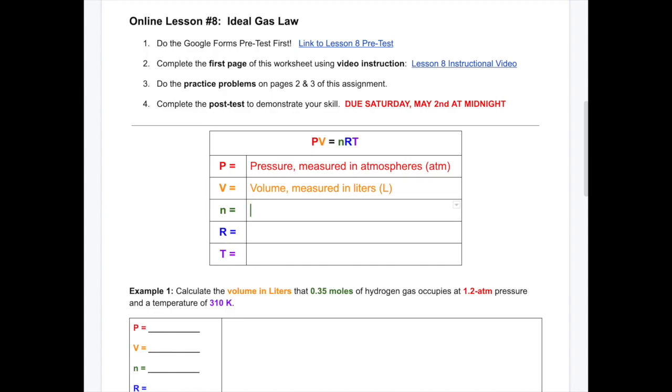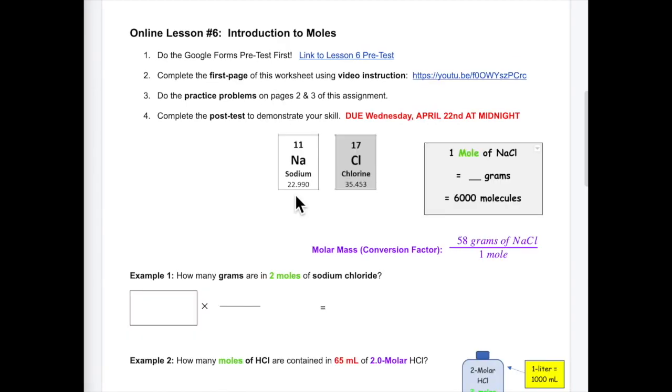The next variable, N, is the number of molecules in the problem. This number is measured in moles. So this actually brings back a concept that we looked at in lesson number 6. In lesson number 6, we learned that 1 mole is equal to the weight of that element or compound on the periodic table. In the case of sodium, 1 mole of sodium is equal to 23 grams. 1 mole of chlorine is equal to 35 grams. And 1 mole of sodium chloride is 58 grams, which is just a sum of both parts, 1 sodium and 1 chlorine.